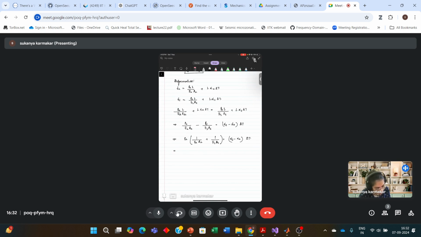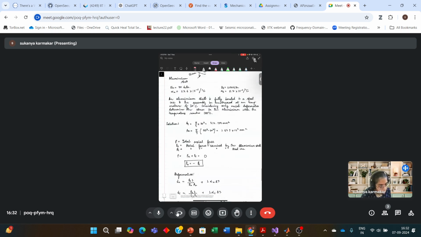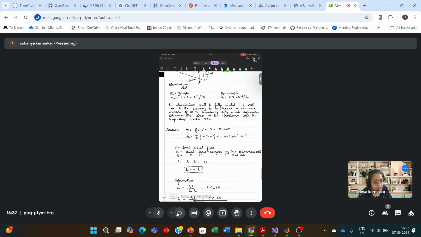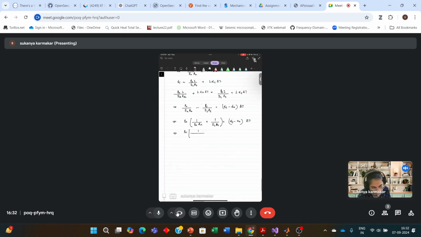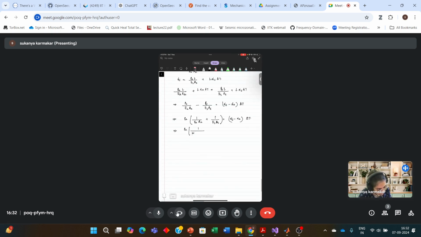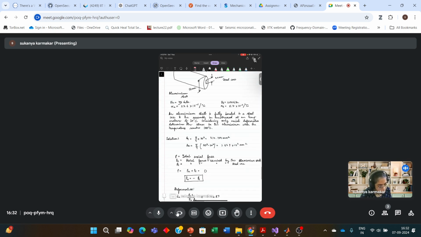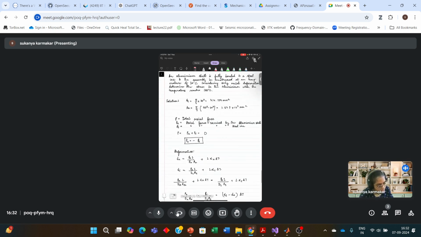Now let's plug in the numbers. PA is equal to 1 by what is Young's modulus of aluminium? 70 GPa. So 70 into 10 to the power 3. And what is the area of aluminium? We just calculated the area of aluminium to be this number.